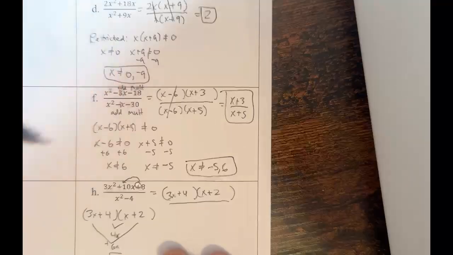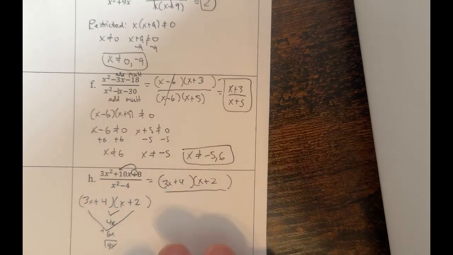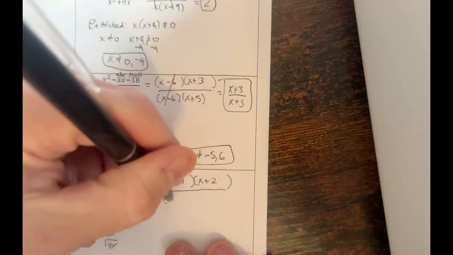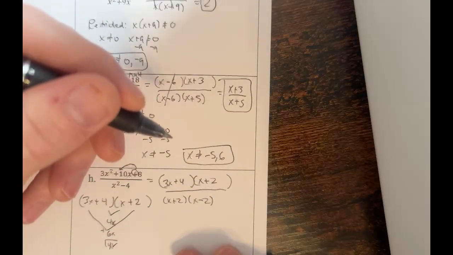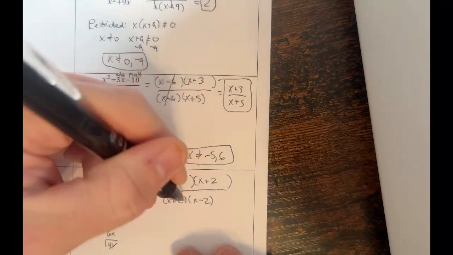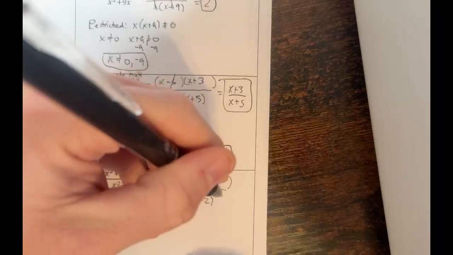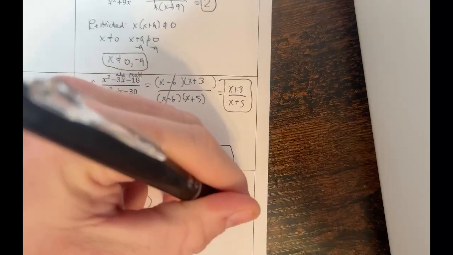Now x squared minus 4, that's a difference of two squares. Difference because it's subtracting, and x squared and 4 are both perfect squares. So it'll be x plus 2, x minus 2. And on this one, do I have any common factors on the top and the bottom? Any common binomials? I'll have x plus 2. So that cancels, and I'm left with 3x plus 4 divided by x minus 2.